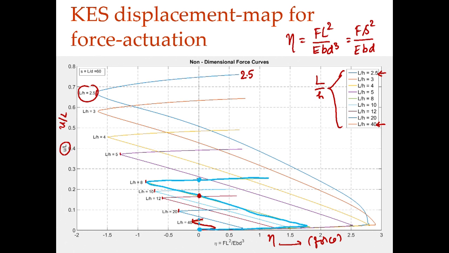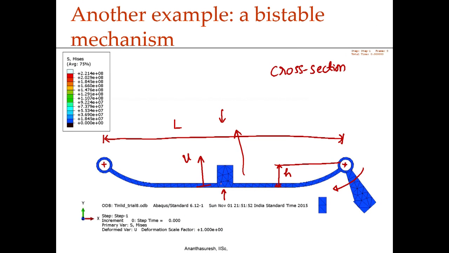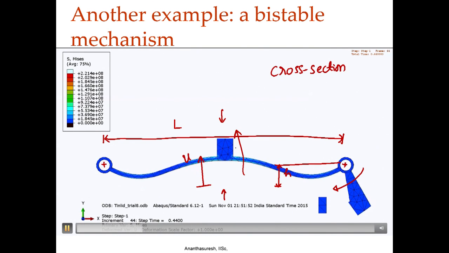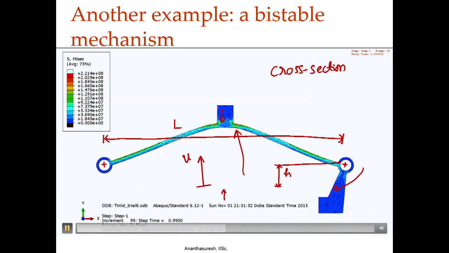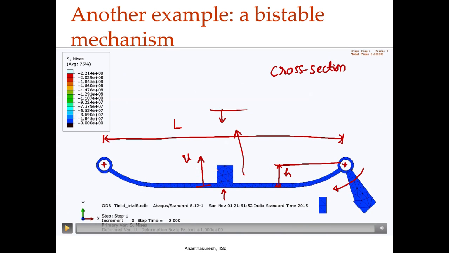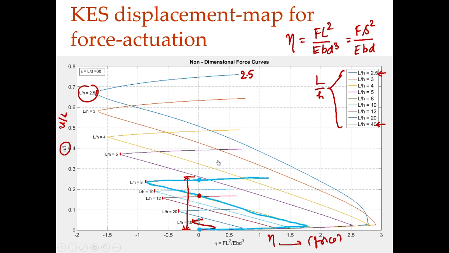For example, for the blue one, the travel is from there to here, it is like a stroke of the bistable mechanism. That is, the arch when it goes from here to the other end, right. So, where we put the arch, it went all the way up there to where it is, right. This is the travel, and the travel is also visible here, that is for the blue curve, which is L by H equal to 8.